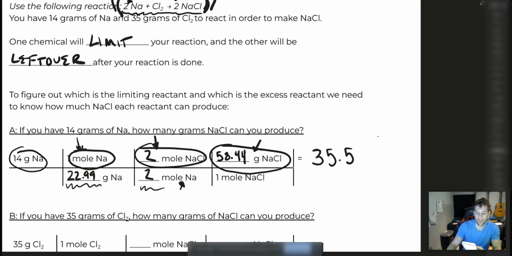35.59. I rounded that one up. Okay. And then we are ending up with grams of NaCl. Okay. So we get that.